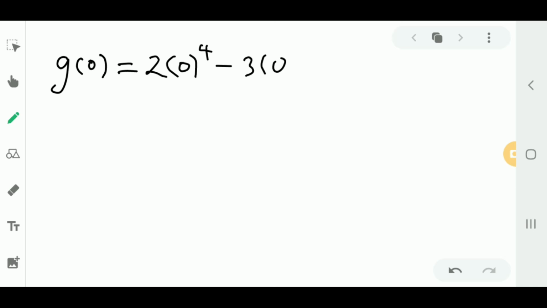The last one, which is g of 0. So anywhere we see x, we're substituting 0. So that's 2 times 0 to the 4 minus 3 times 0 squared plus 1. Now 0 raised to the 4th power, that's 0. 0 times 2, that's 0. So that's cancelled. 0 squared, that's 0. 0 times 3, that's 0, plus 1. So that means the final answer is 1.